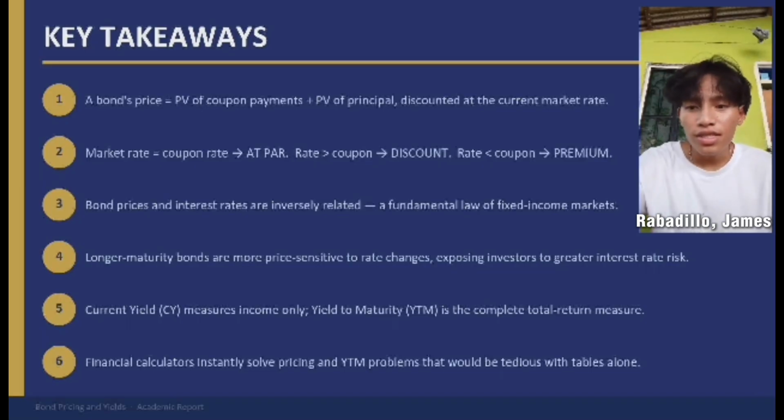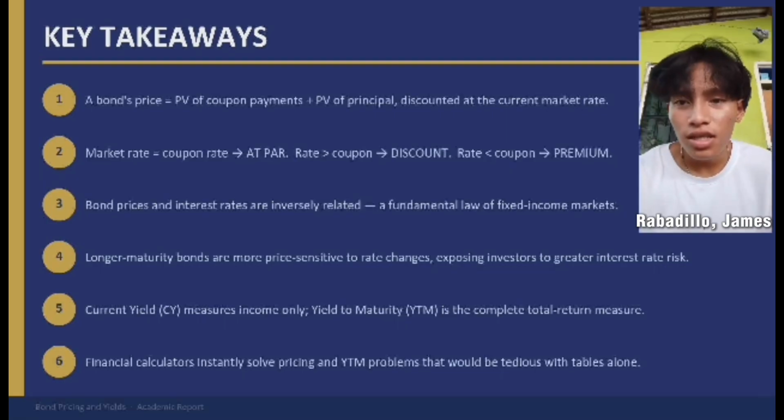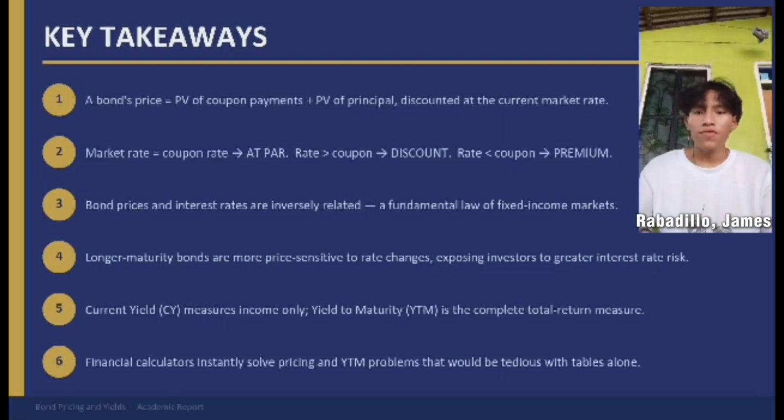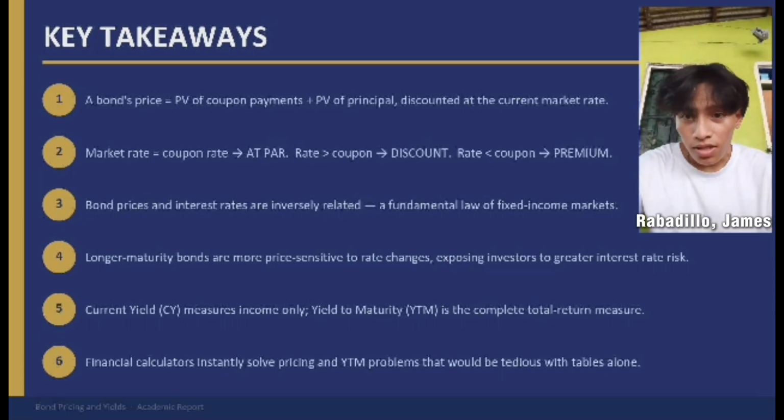And number 2 is market rate and coupon rate. When the market rate is equal to the coupon rate, the bond sells at par. If the market rate is higher, the bond sells at a discount. If lower, it sells at a premium. So this means at par, the bond sells at its original price; discount means the bond sells lower than face value; and premium means the bond sells higher than face value.